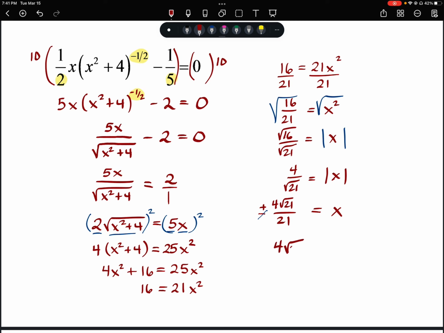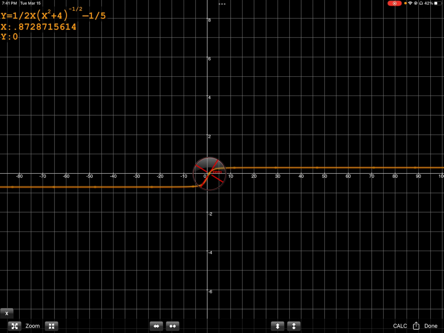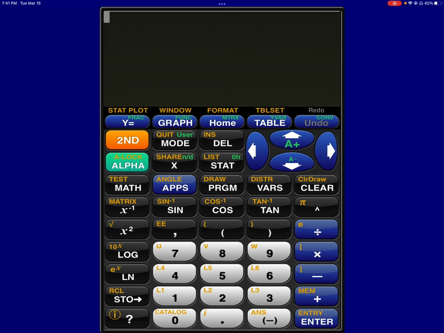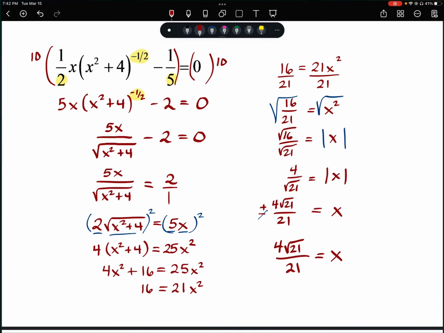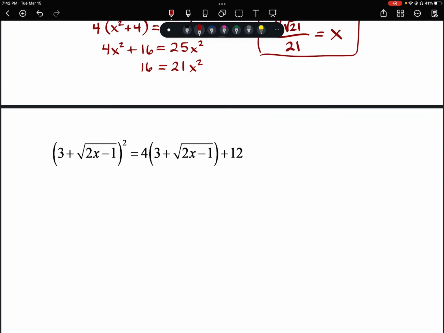So we're going to say 4 radical 21 divided by 21 should equal x. And let's see what that value is. So remember that 0.8728. And now we'll just type in 4 times the square root of 21, arrow out, divided by 21. And you see we get that 0.8728. So we know that we are correct. Yay! Okay, let's move on.